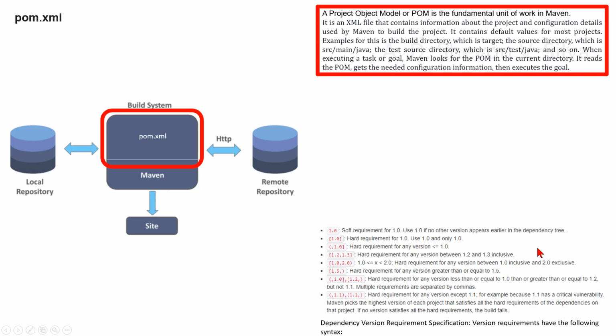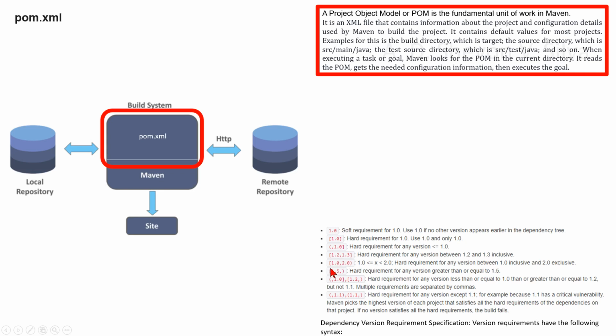The version requirements have the following syntax. Here is the soft requirement for 1.0: use 1.0 if no other version appears earlier in the dependency tree. Here is the hard requirement for 1.0: use 1.0 and only 1.0. Here is the hard requirement for any version less than or equal to 1.0. Here is the hard requirement for any version between 1.2 and 1.3 inclusive.